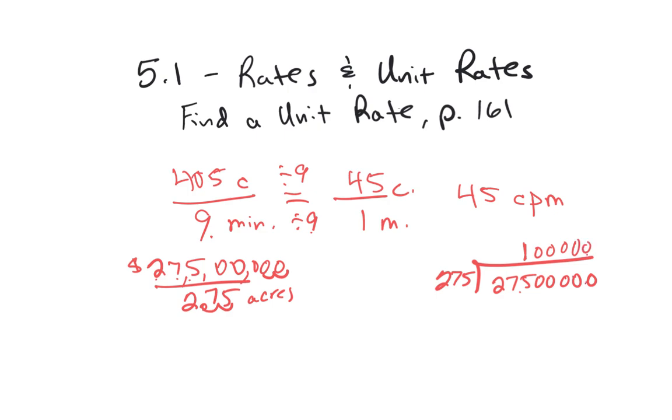Did I do it right? 1, 2, 3, 4, 5, and that's $100,000 per acre. All right, try numbers 6 and 7 before you watch the next video.